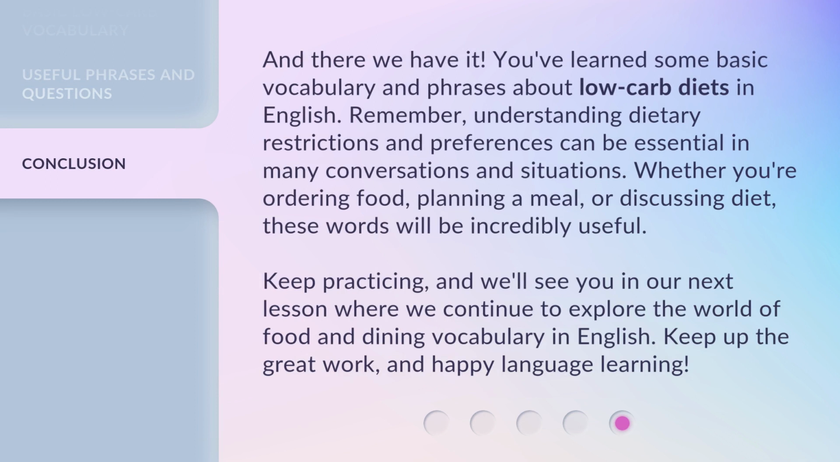And there we have it. You've learned some basic vocabulary and phrases about low-carb diets in English. Remember, understanding dietary restrictions and preferences can be essential in many conversations and situations. Whether you're ordering food, planning a meal, or discussing diet, these words will be incredibly useful.